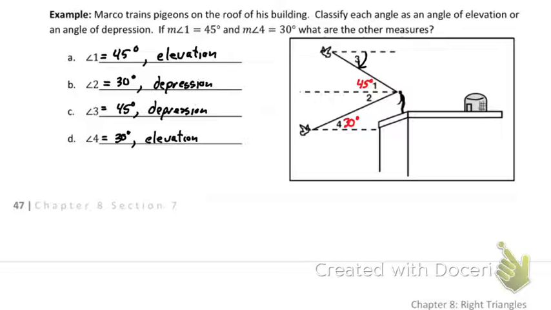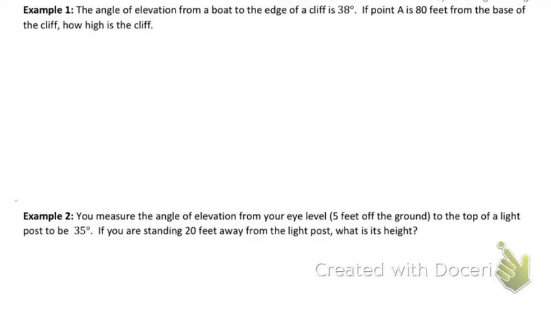A little easier if you can see them all at the same time, but sometimes it's a little more difficult if you have to draw the picture. So if you're talking about angle of elevation or depression on a picture, just go back to these pictures and determine how you're going to make that drawing. All right, we're going to do a couple examples together, and then you're going to be on your own.